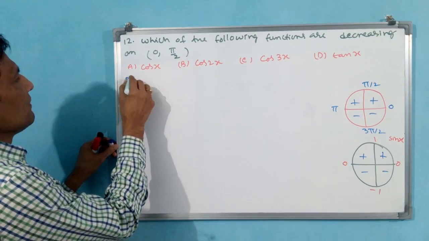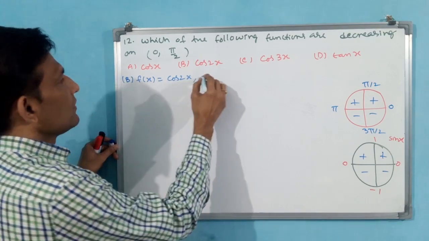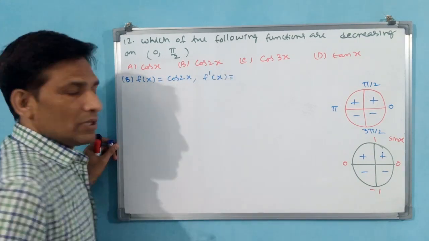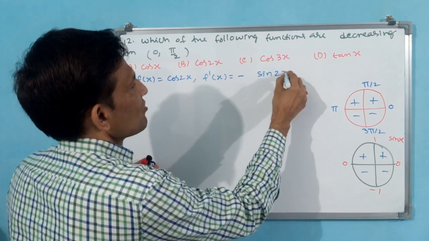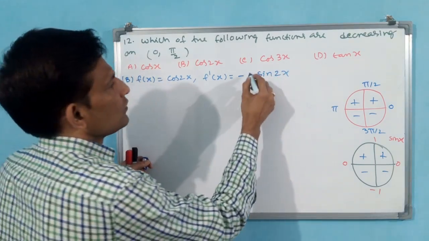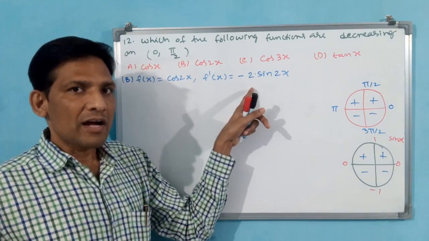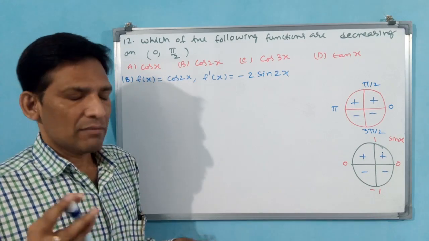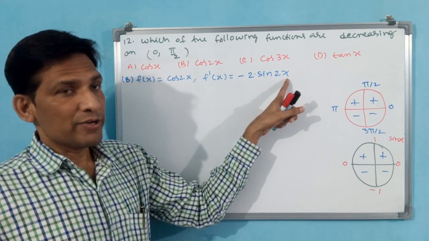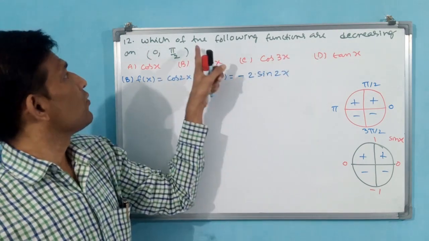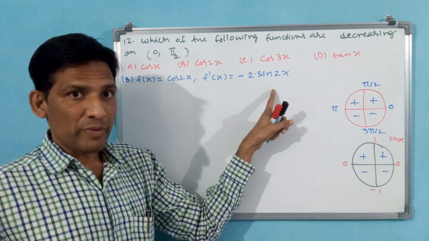B, cos 2x. B, I am writing like this. B, f of x is equal to cos 2x. f dash x is equal to, see, d by dx of cos 2x is minus sin 2x. Again d by dx of 2x is 2. That means minus 2 sin 2x. Here, whether 2 is there or not, for our calculation that doesn't bother. Why? Because minus is important. Sin 2x you have to make positive or negative. For decreasing you have to prove, decreasing function you require. If sin 2x is increasing, automatically this minus is going to make it decreasing.